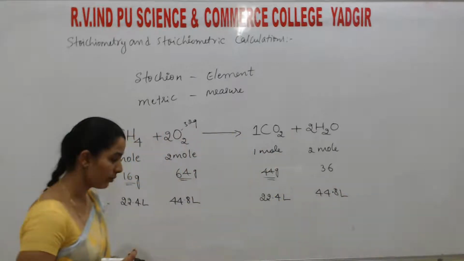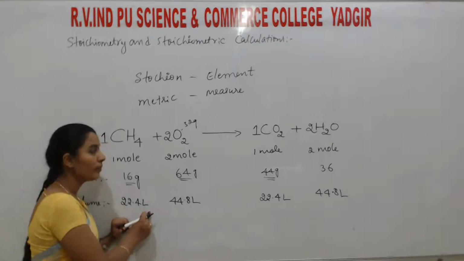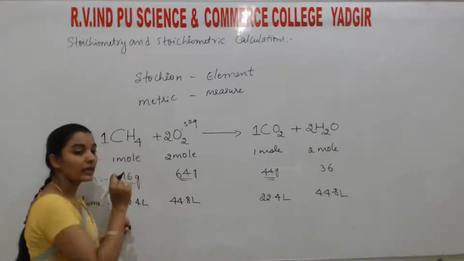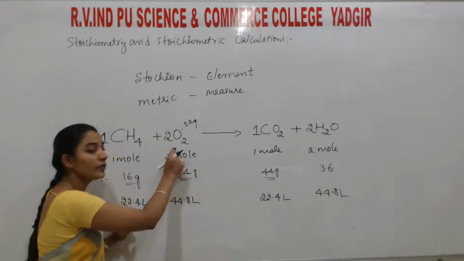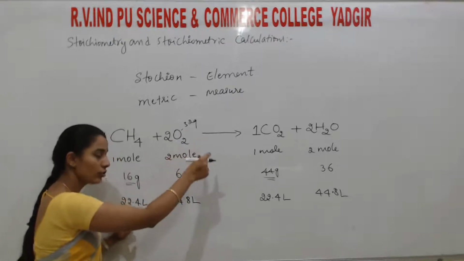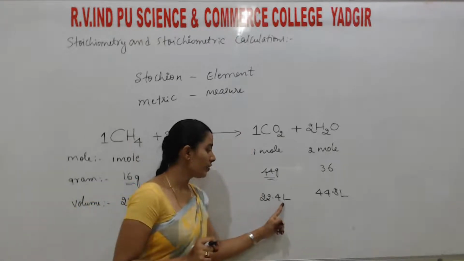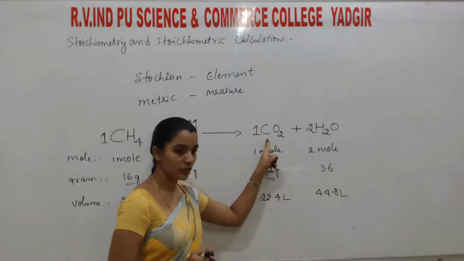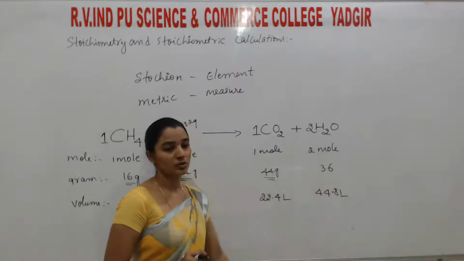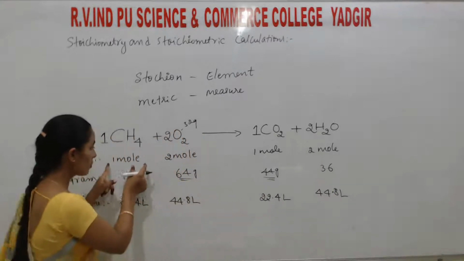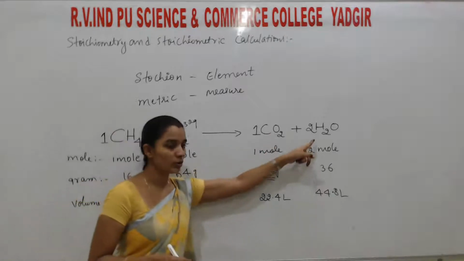How can you say in volume? The volume of 22.4 liter of CH4 requires 44.8 liter volume of oxygen to undergo complete combustion to produce 22.4 liter volume of CO2 and 44.8 liter volume of H2O. Remember, here we used 1 mole. 1 mole of CH4 reacts with 2 mole of O2 to give 1 mole of CO2 and 2 mole of H2O.